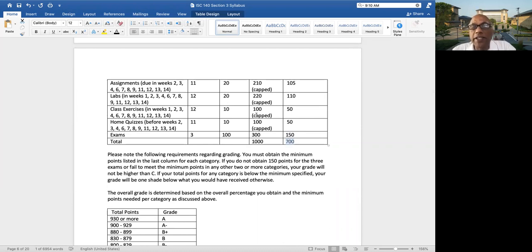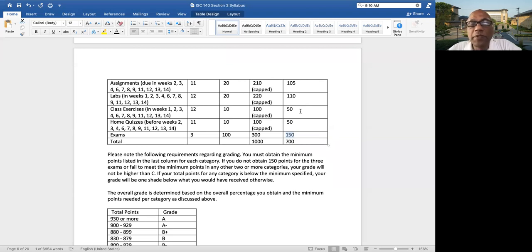If you don't get 150 out of 300 for the exams, your maximum possible grade will be a C. If you don't make the minimum in 2 or more categories, your maximum grade is going to be a C. If you don't meet the minimum in any one category, your grade will be reduced by a shade.